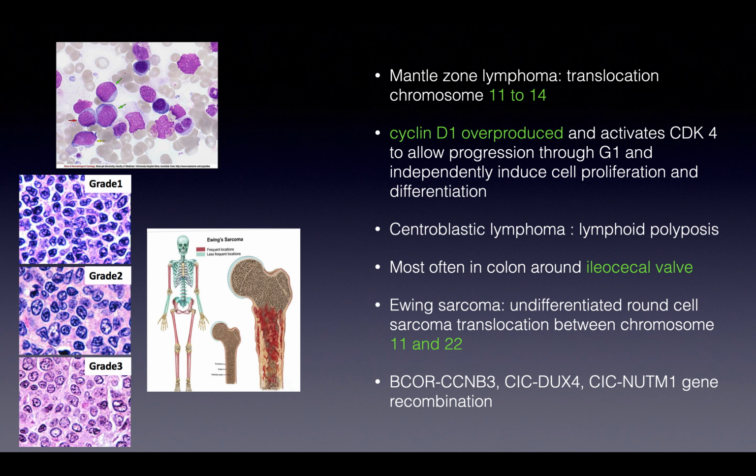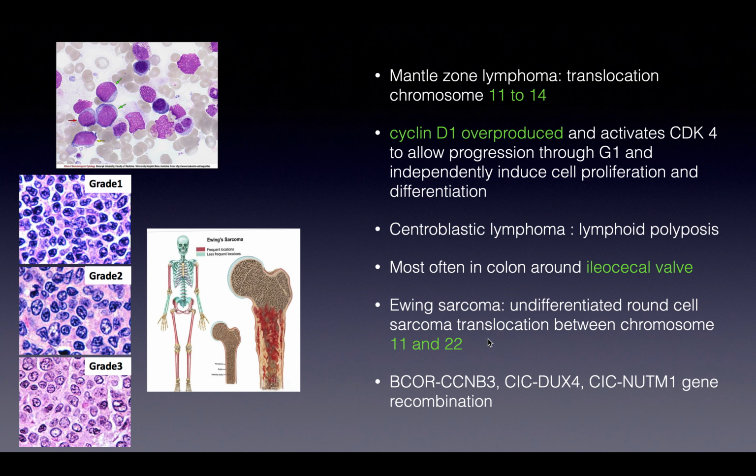Okay, so mantle zone lymphoma is caused by translocation from chromosomes 11-14. Cyclin D1 is going to be overproduced, and that's going to independently cause the cell proliferation and differentiation without regulation. Centroblastic lymphoma is usually lymphoid polyposis, and that's usually seen in the colon around the ileocecal valve. So this is going to be the sessile villi.